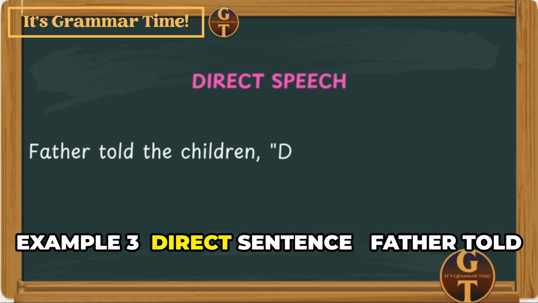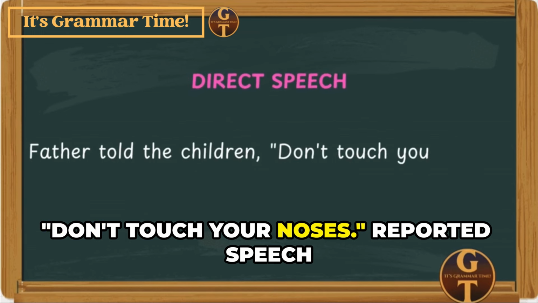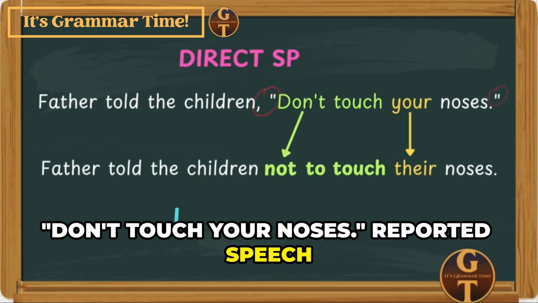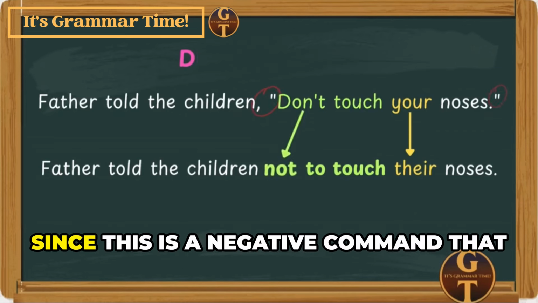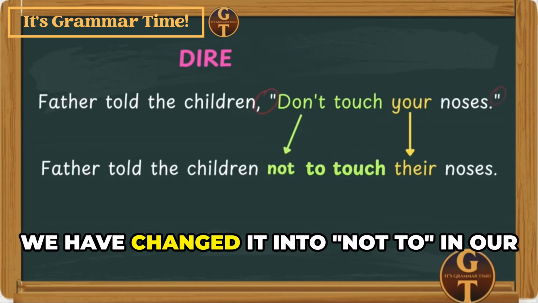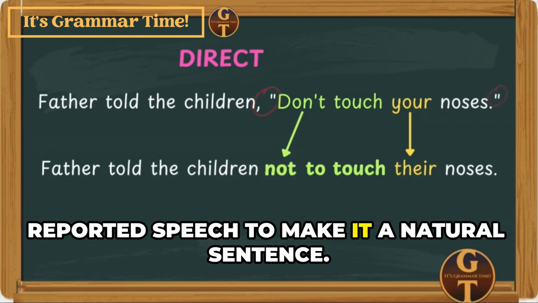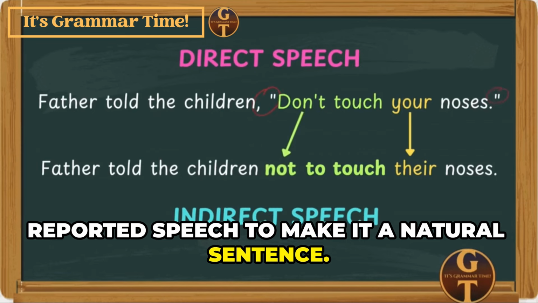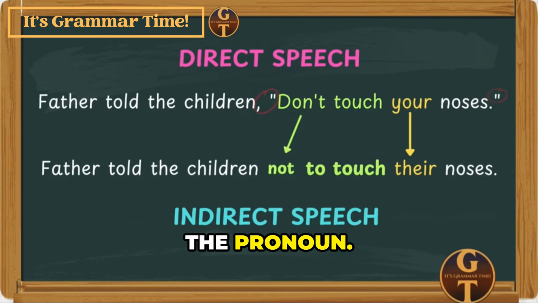Example 3. Direct sentence. Father told the children, "Don't touch your noses." Reported speech. Father told the children not to touch their noses. Since this is a negative command that starts with don't, we have changed it into not to in our reported speech to make it a natural sentence. Also note how we made necessary change to the pronoun.